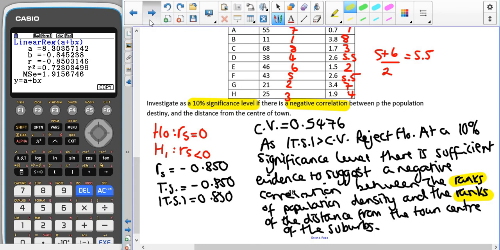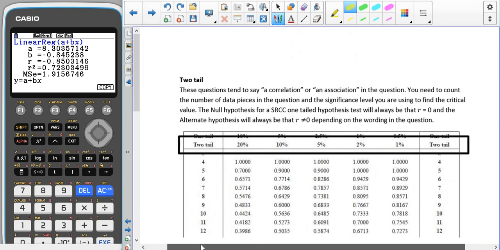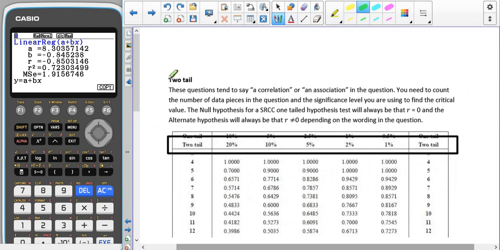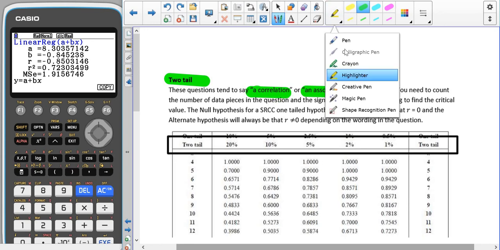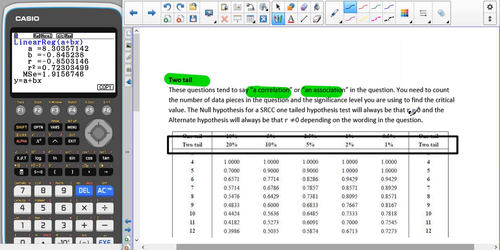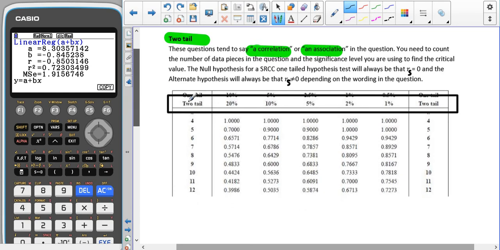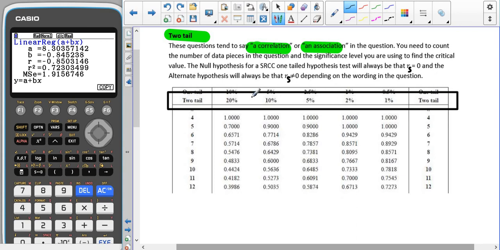So as we had with PMCC, we also have two-tail tests. And again, these will talk about correlation and association, and they won't specify a direction. Here, our H0 is going to be RS equals 0, and our H1 is going to be RS is not equal to 0. Again, critical value table, but this time we're going to look up our percentages from the bottom row. So you can see there, two-tail, whatever our significance level is, we'll be choosing off that bottom row.